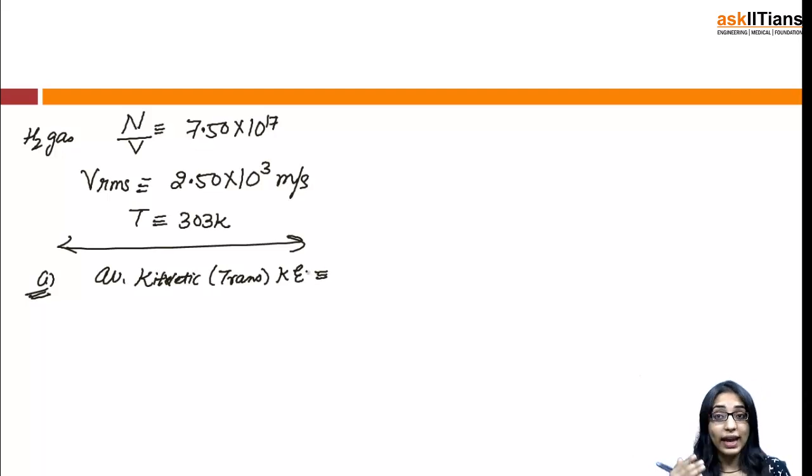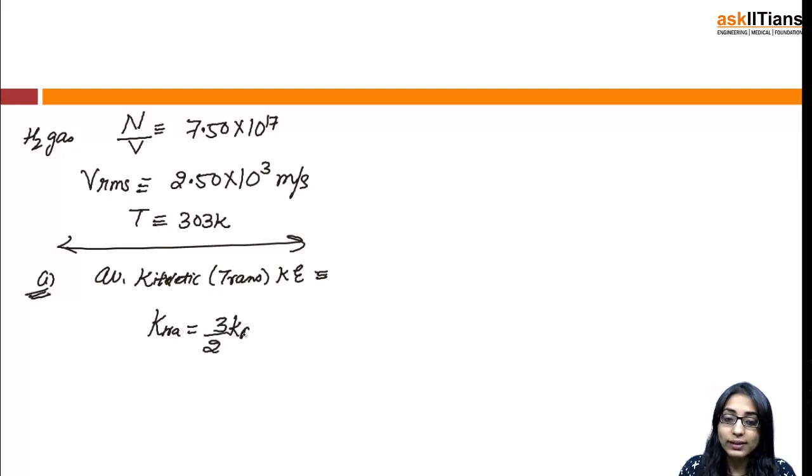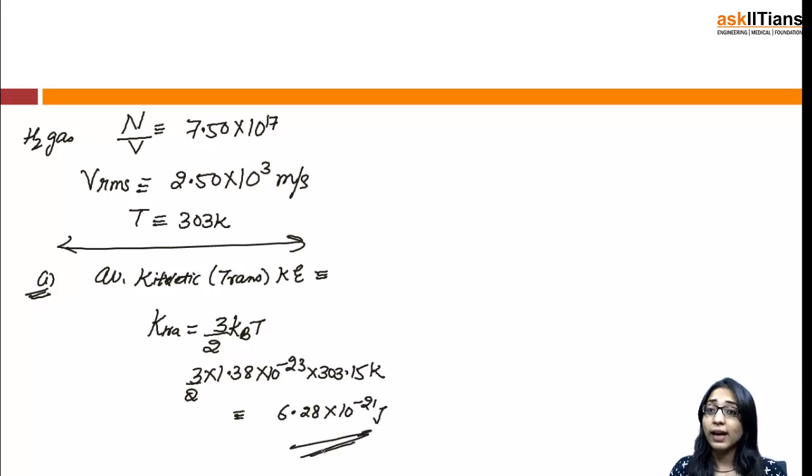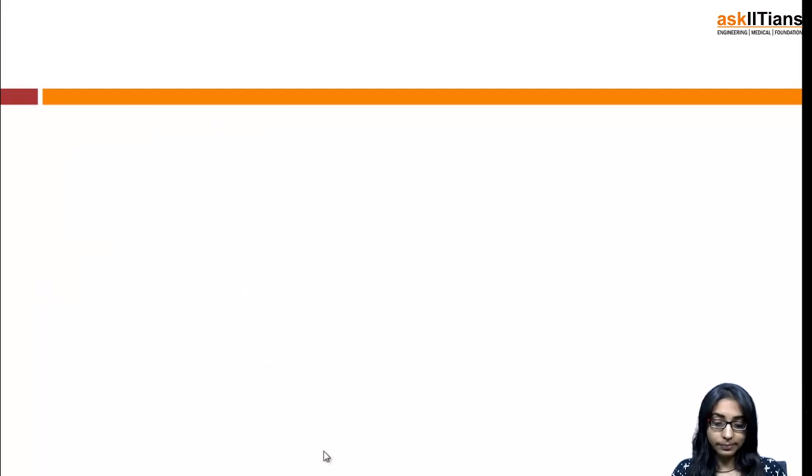So to find the average translational kinetic energy, K translational, and we need to find it for just one particular molecule, this is 3 by 2 kBT. Now we know 3 by 2, we know kB as 1.38 into 10 raised to the power minus 23, into 303.15 Kelvin, and hence the value will come out to be 6.28 into 10 raised to the power minus 21 joules. So this is how you have to proceed with the first part. Let's go over to the second part now.